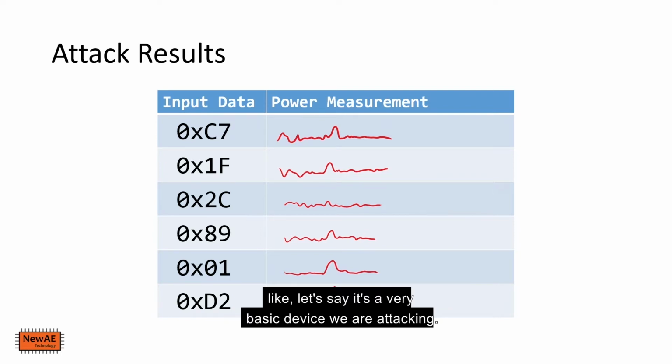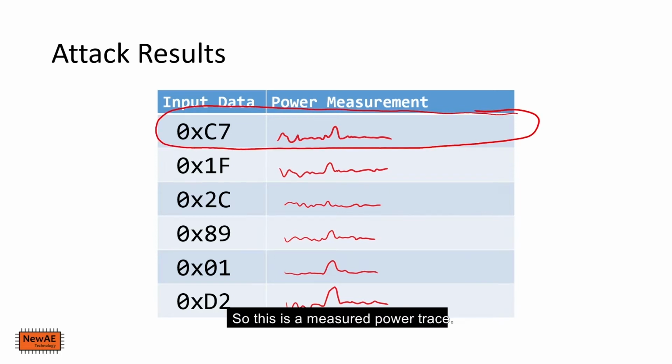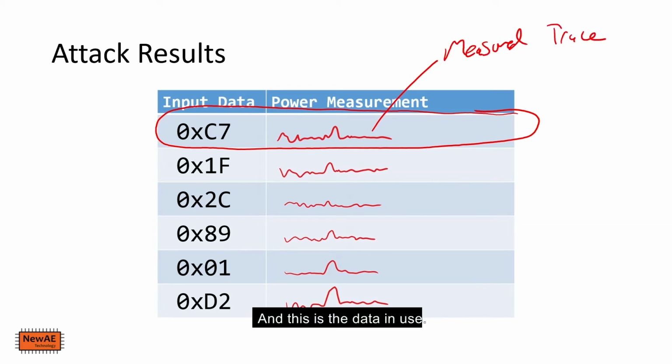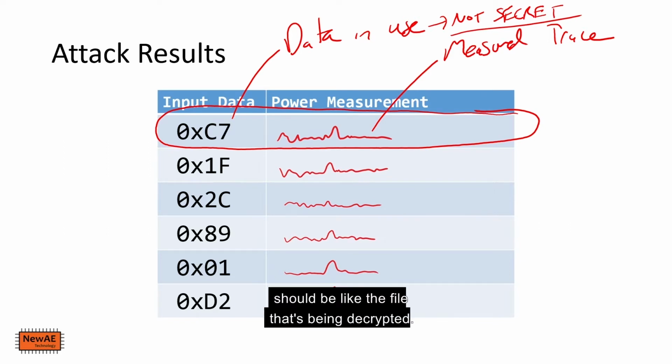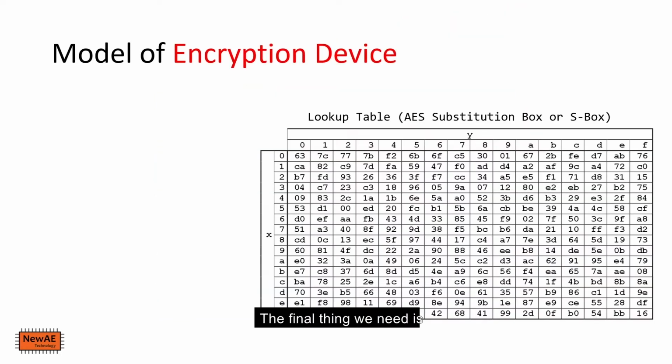And we're going to assume, let's say it's a very basic device we're attacking, where for every byte that we send to it, it just uses a single byte and we generate a single power trace. So this is a measured power trace, right? And this is the data in use. And the data in use is not a secret, because if we were decrypting something, the data in use would be the file that's being decrypted. So we don't have a big worry about actually being able to control that. The final thing we need is an idea of what the device is doing.